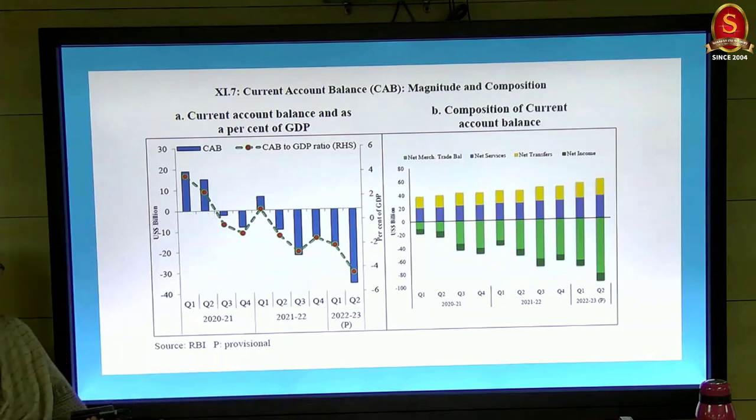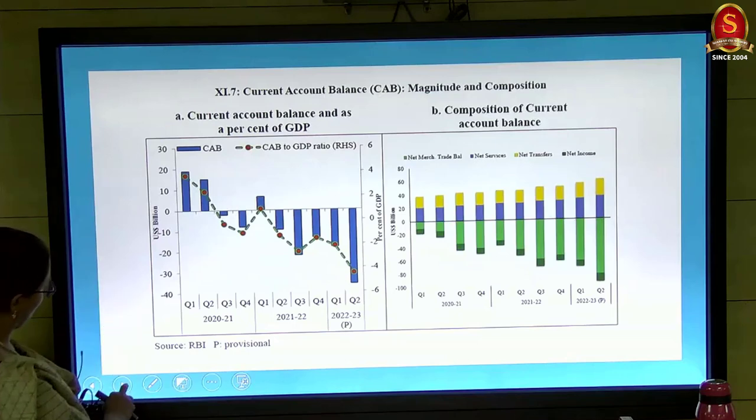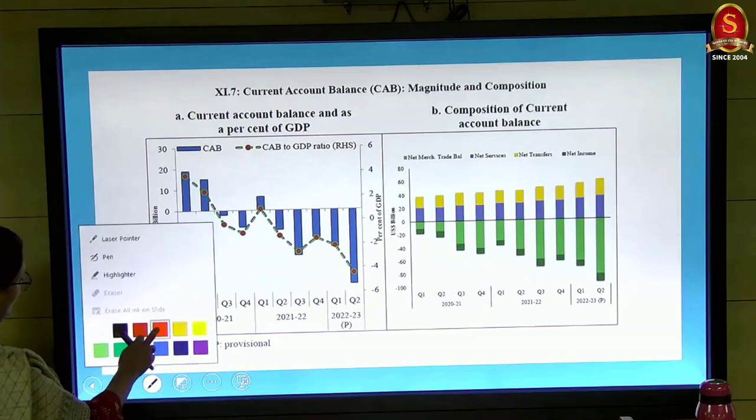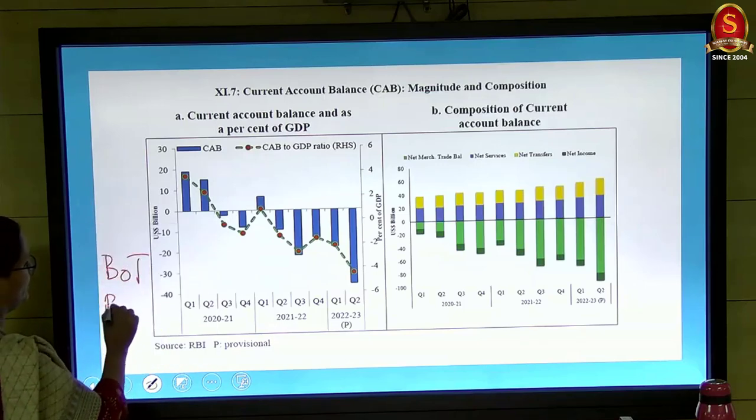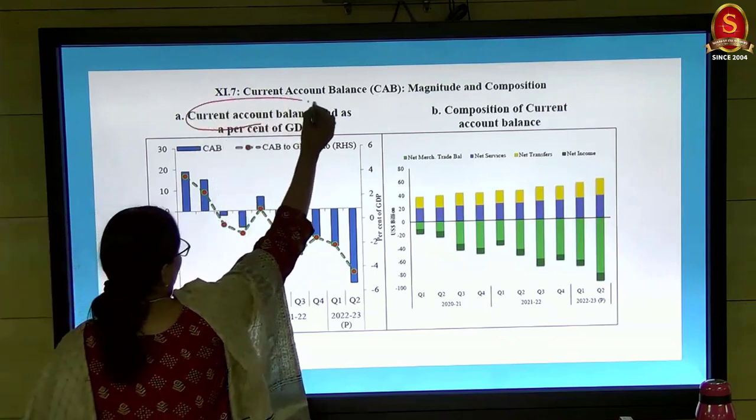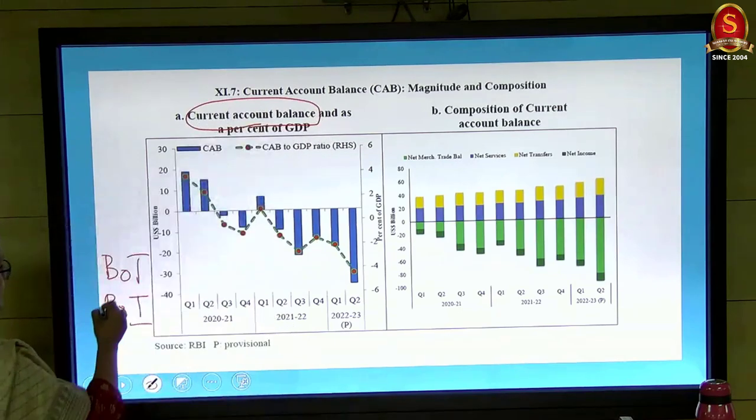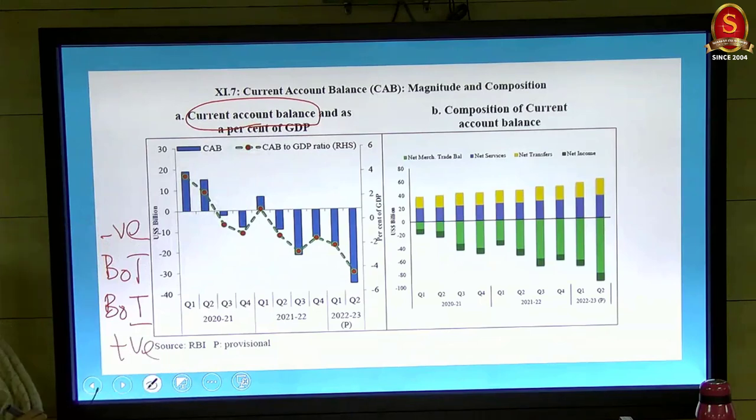Now you have to answer, otherwise we are not finishing this slide. What is there in the current account balance? Balance of trade and balance of invisibles, because this is current account balance. Balance of trade will usually be negative, balance of invisibles will be positive. What is there inside this balance of invisibles?